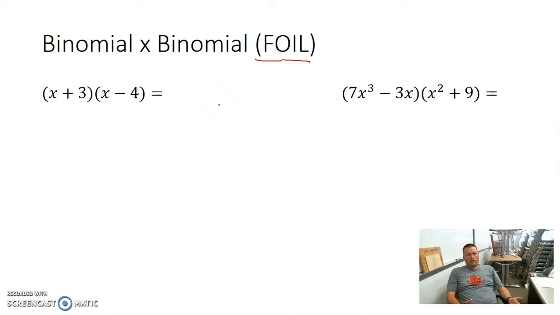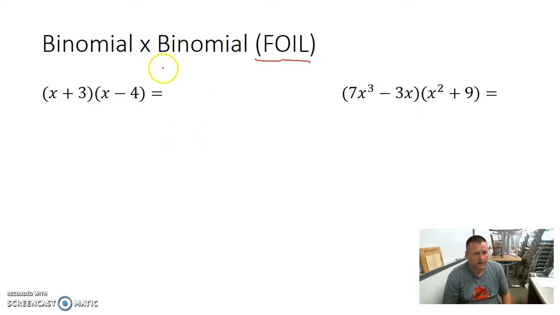You're just multiplying the first terms. That's what the F stands for. Outside terms, that's what the O stands for. Inside terms, that's what the I. And then L represents last terms. If that helps you, that's great. If not, don't worry about it.